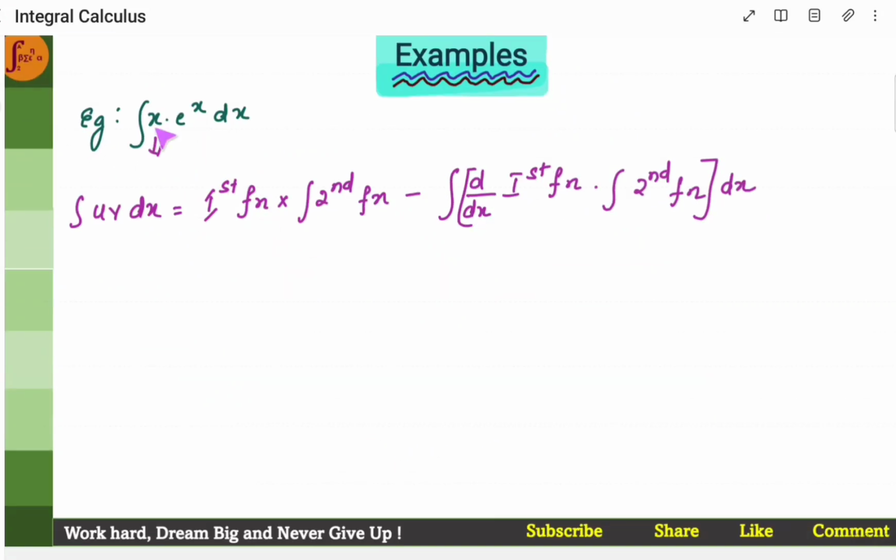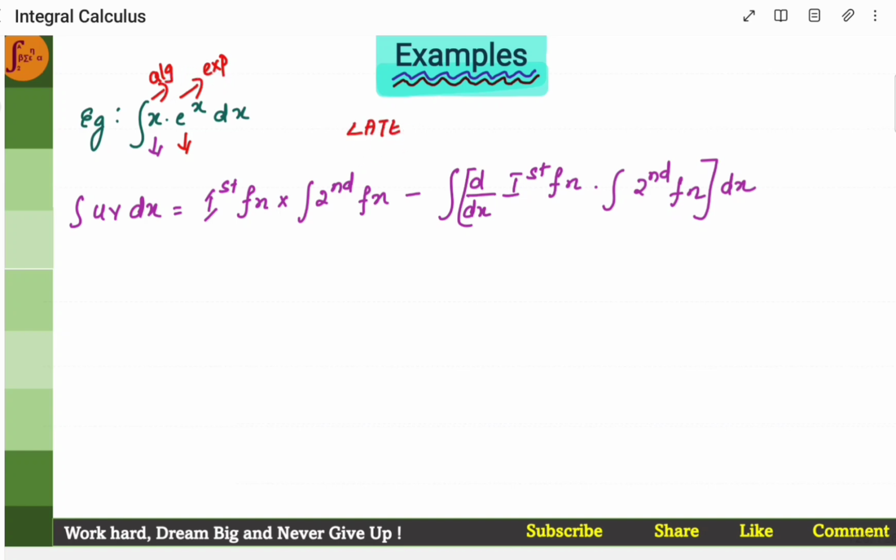Now let's solve few problems. Let's take this example where we have to find integral of x into e to the power x. So there are two functions here, right? X and e to the power x. Now, how do we choose the first function? We have one exponential function and one algebraic. This is algebraic and this is exponential. Exponential is any function that has power, right?